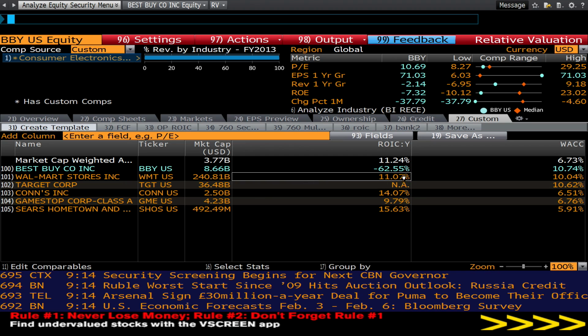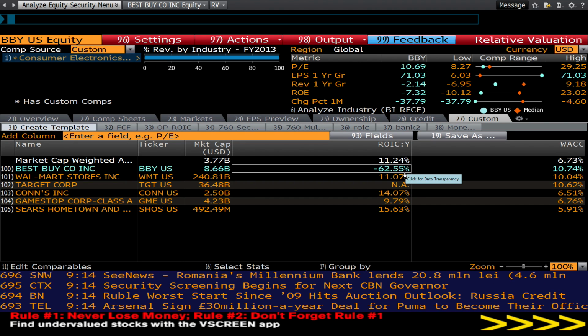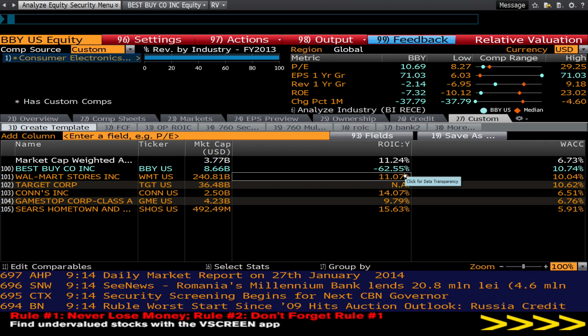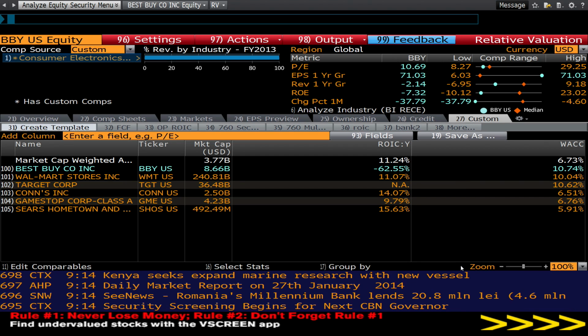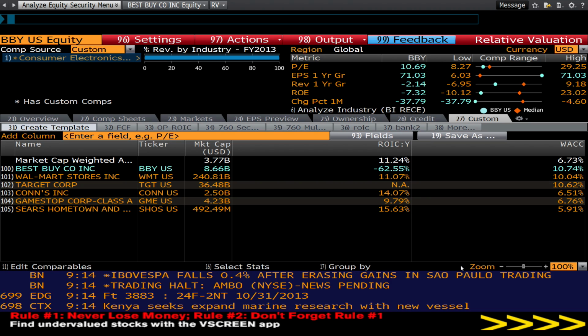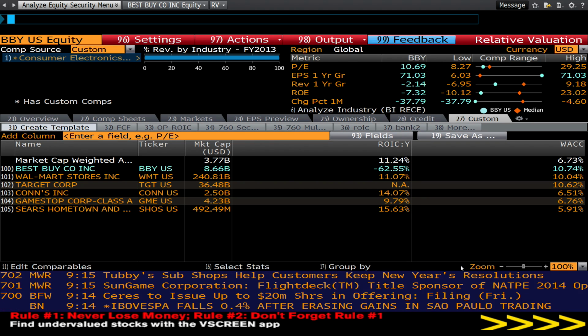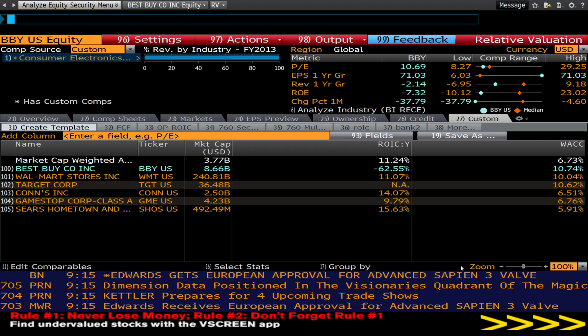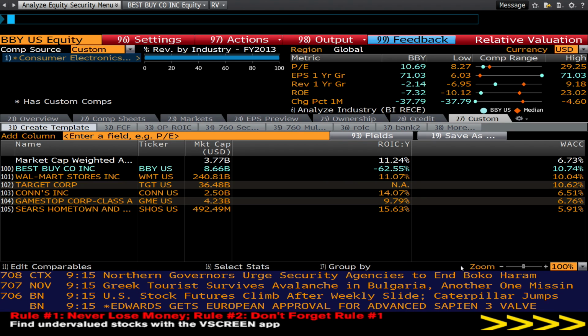Now, you can see that Best Buy lost money. They have a negative ROIC, so they're not doing so well. But let's start out with the industry. Is this an attractive industry? Why is it an attractive industry? Because the ROIC is greater than the cost of capital. Right? All right, so here's what we're going to do.